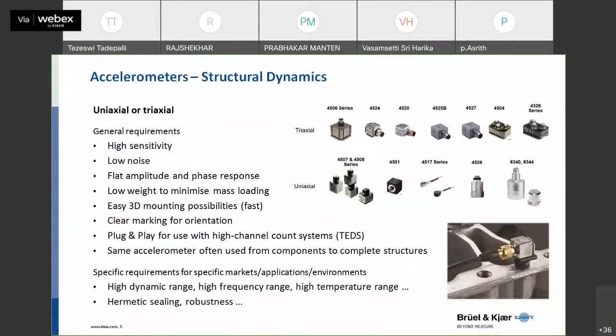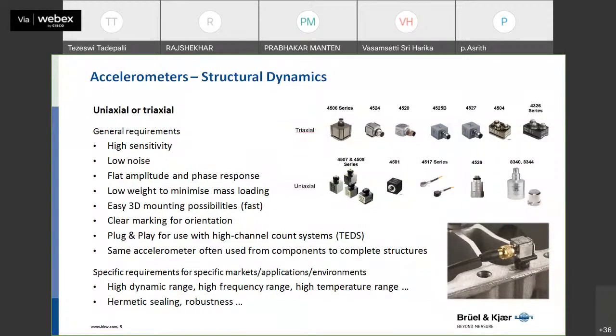Many of these accelerometers today are what we call TEDS, which means transducer electronic data sheet. The information about the transducer is available directly inside the transducer. So when you connect it to the data acquisition system, the data acquisition system reads the transducer part number, the serial number, and the sensitivity automatically. This avoids any manual errors in keying in the sensitivity.